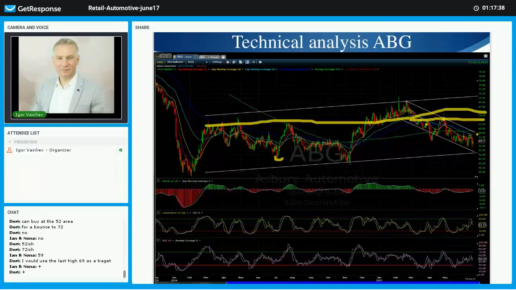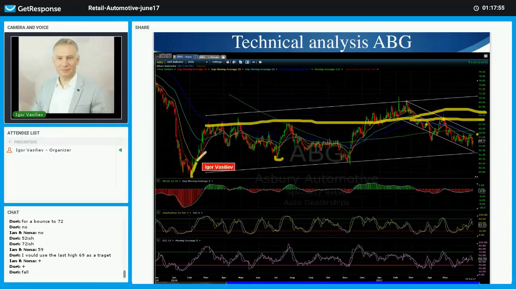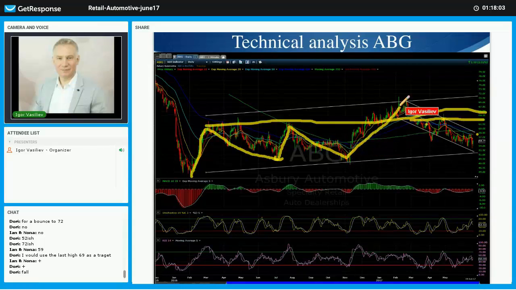Actually, there's something I wanted to show you. Look at this. If you look at this trend, what happens faster, growth or fall? Dory, look at this. How fast is the growth? And then that's the fall. The growth and then the fall.